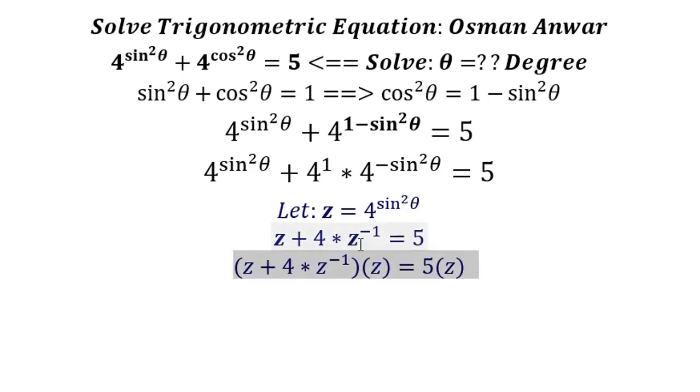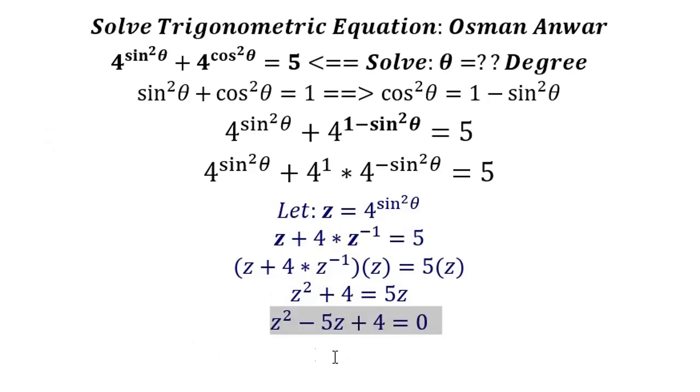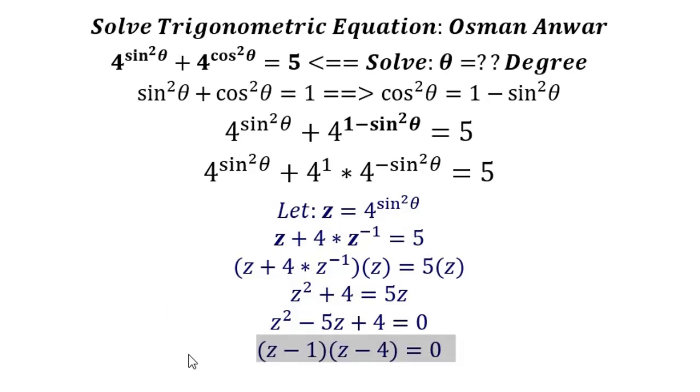Now let's multiply both sides by z. Then this becomes z plus 4 times z to the minus 1, all times z, equals 5z. Then this is z squared plus 4 equals 5z. Then this is z squared minus 5z plus 4 equals 0. This can be factored into z minus 1 times z minus 4 equals 0.